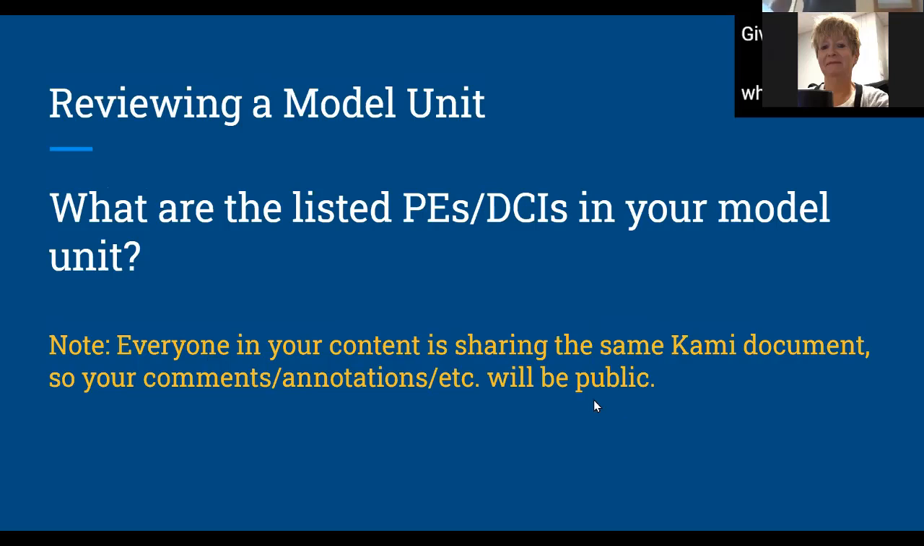It's okay to comment on them. It may help people that are looking through it as well. So just look to see if you can find the PEs and DCIs in your model unit. And when you're finished, just give me a thumbs up so that I know when most people are ready to move on.